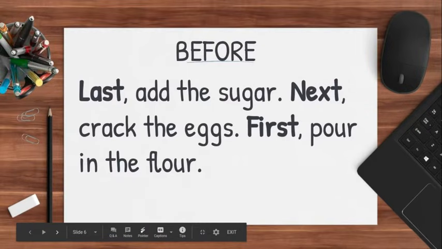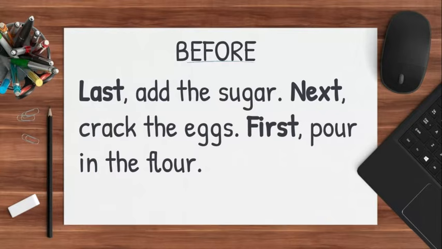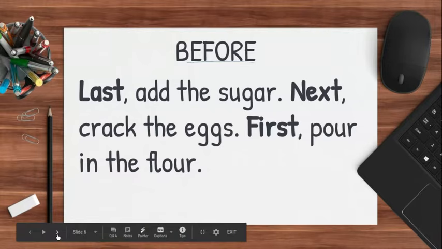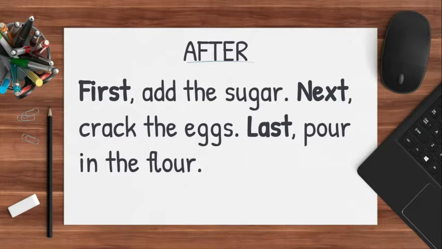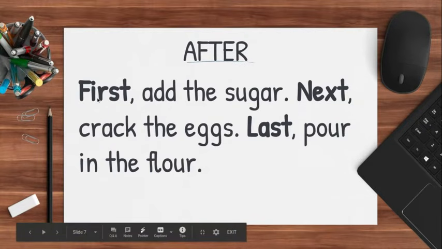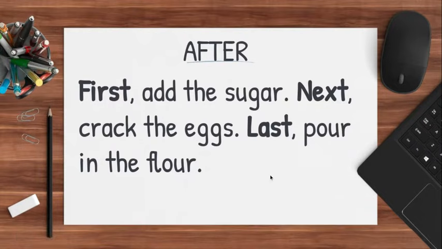Before we did any fixing, the directions said, last, add the sugar, next, crack the eggs, first, pour the flour. And we know that doesn't sound quite right. But if you change around a couple of those transition words, then the instructions make a lot more sense. If you flip-flop first and last, your directions will then say, first add the sugar, next crack the eggs, last pour the flour. Just flipping the words first and last made the directions sound a lot more realistic.